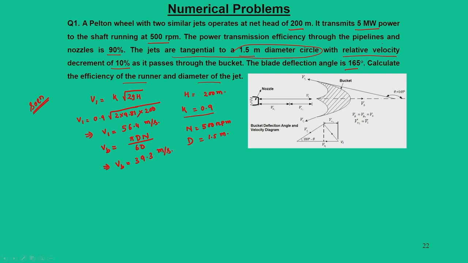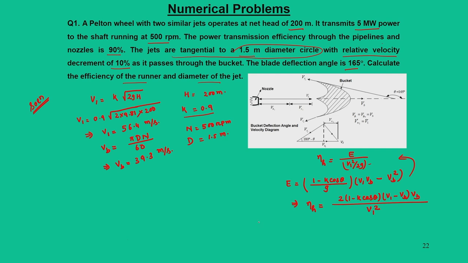Now, we need to find the efficiency of the runner. Hydraulic efficiency can be defined as E divided by the kinetic energy of the jet, V1 square by 2g. What is this E? That is the energy transferred to the wheel. We recall this expression as (1 minus k cos theta) divided by g into (V1 Vb minus Vb square). Putting this here, hydraulic efficiency can be expressed as twice times (1 minus k cos theta)(V1 minus Vb) into Vb divided by V1 square.